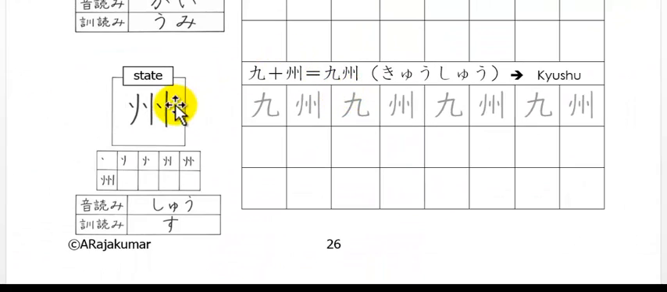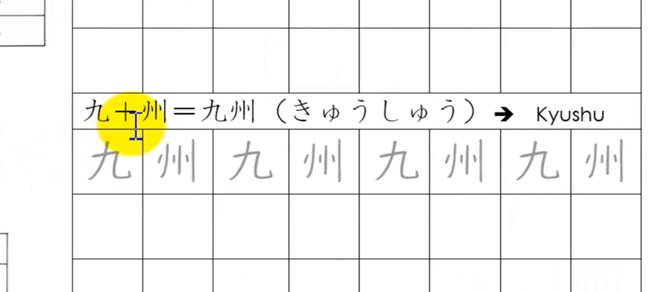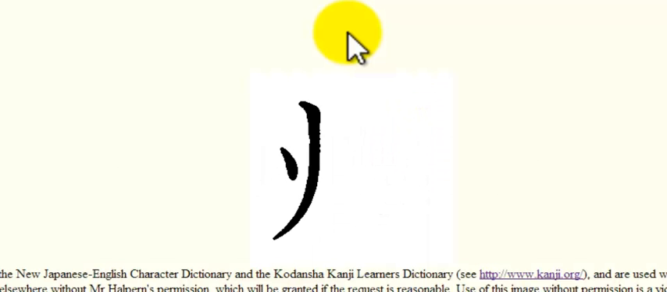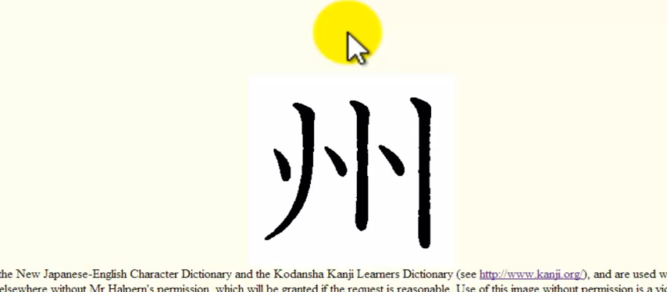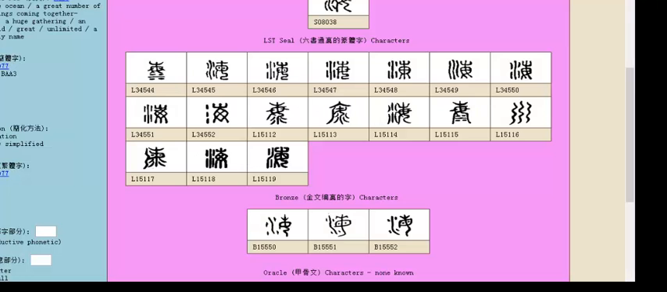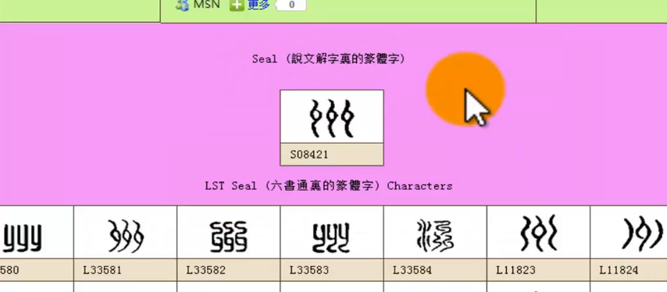The next kanji that we need for the parts of Japan is this one here, a state. And you add it to nine, you get Kyushu. Here's the stroke order. 1, 2, 3, 4, 5, 6. Let's have a look at the etymology. It's quite interesting. In fact, what you have here is islands in water, and each of those islands indicates a separate entity, a separate country or state. So you've got 3 islands and then the water in between.